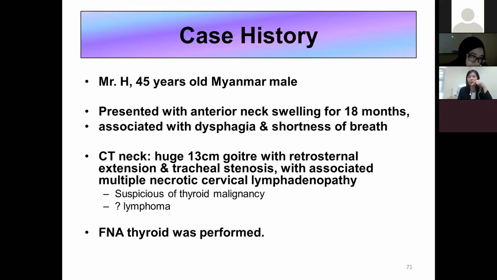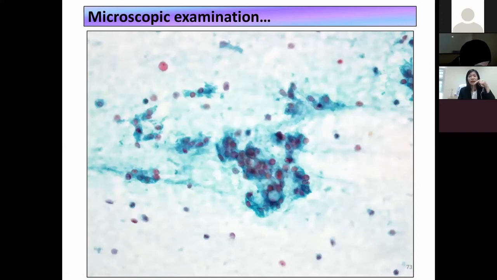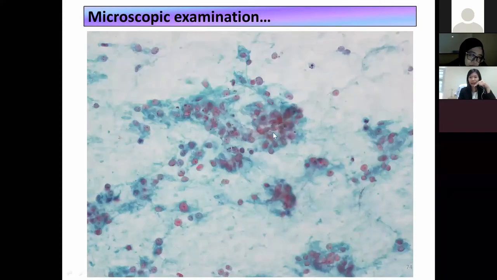So a thyroid FNA was performed. Looking at this, it's a very cellular smear at low magnification. You can see they are in very tight cohesive sheets, and some are singly dispersed. So when you look at this, it's not lymphoma already. You can see very loosely cohesive cells forming weak microfollicular patterns. The cells are very pale, with powdery chromatin nuclei.